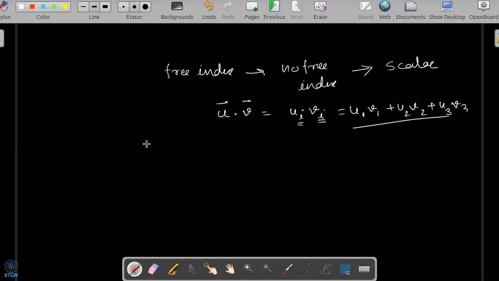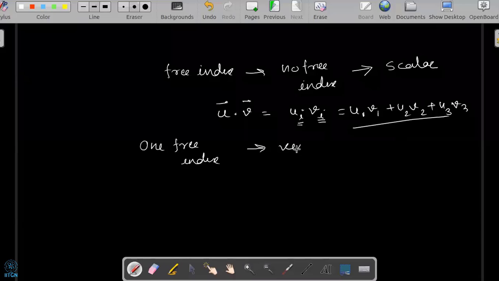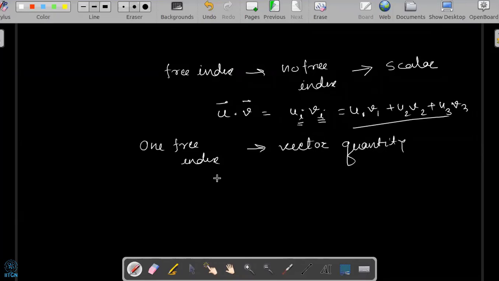Then if there is one free index, it will represent a vector quantity. So here if you see this aij xj is equal to yi, I have just interchanged these indices, this actually represents a vector quantity, where x1 x2 x3 are one vector and y1 y2 y3 are another, the components of the vector quantity.